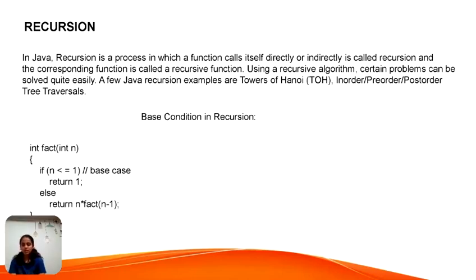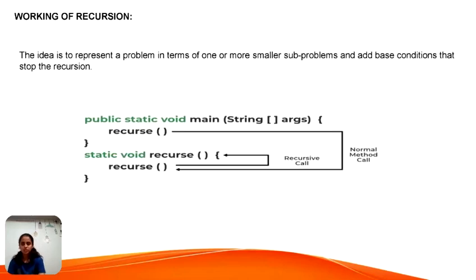Here comes the base condition in recursion. The base case for n less than or equal to 1 is defined, and the larger value of the number can be defined or solved by converting it to the smaller one till the base case is reached. Next, we'll move on to the working of recursion. Working of recursion is an idea to represent a problem in terms of one or more similar or smaller subproblems and add small base conditions that stop the recursion.